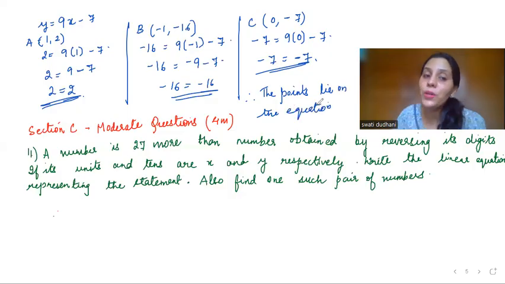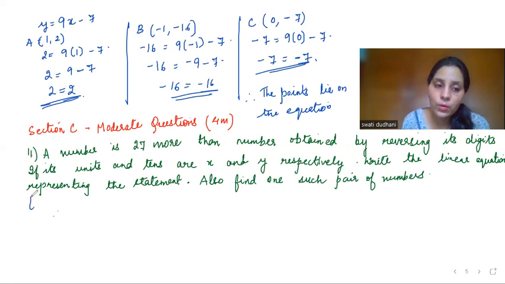Okay, now jumping on to section C, very important 4 markers. Let's see the first one. A number is 27 more than the number obtained by reversing its digits. This is again a 2-digit number. If its units and tens digits are x and y, let us write first: units is x and tens is y.